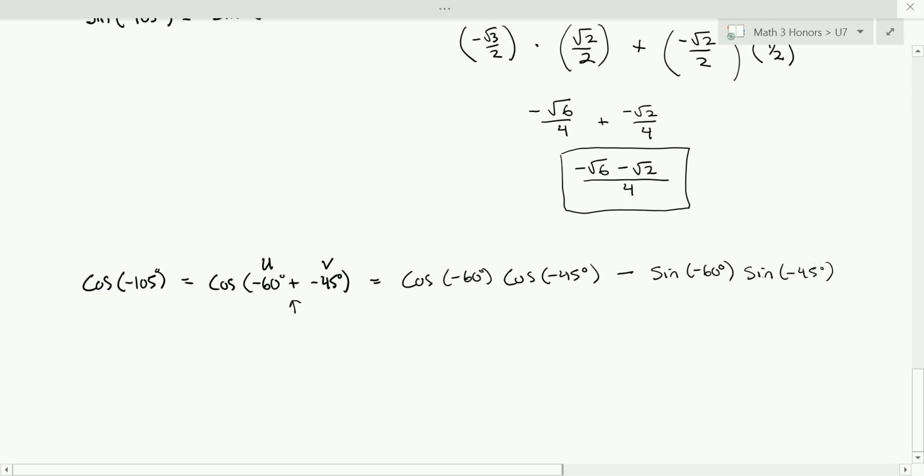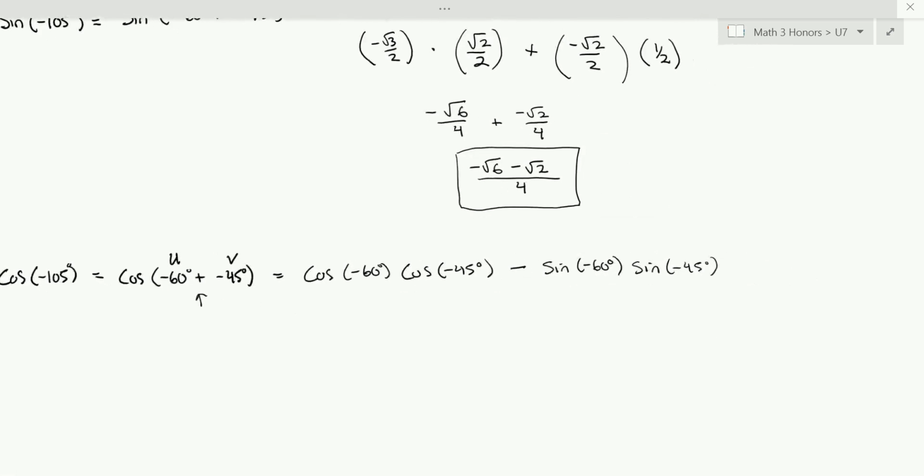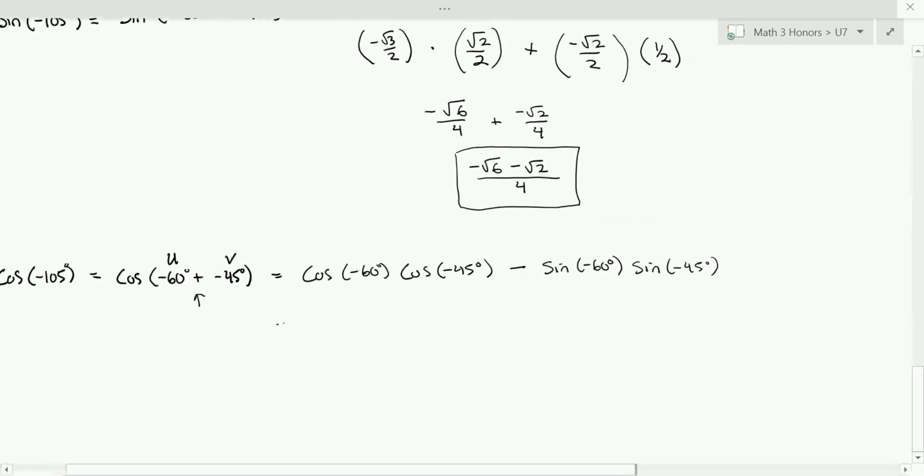And we found the sine of 60 and the cosine of 60. We did this already in the previous part, so we don't have to do it again, which is nice. We just need to plug them in. So cosine of negative 60 was what? Positive or negative? Positive 1/2. Cosine of negative 45 minus, and negative root 2 over 2.